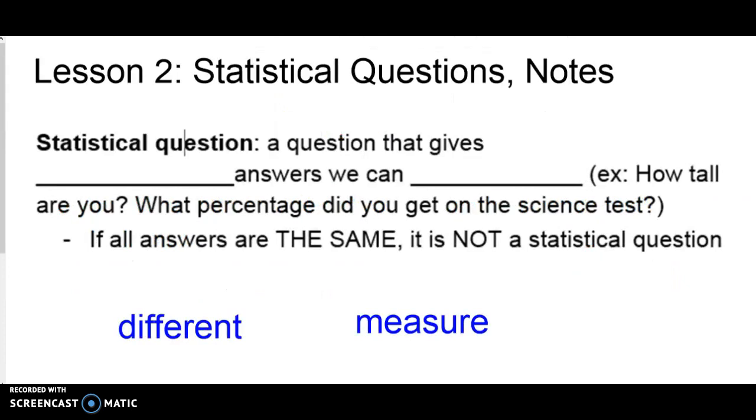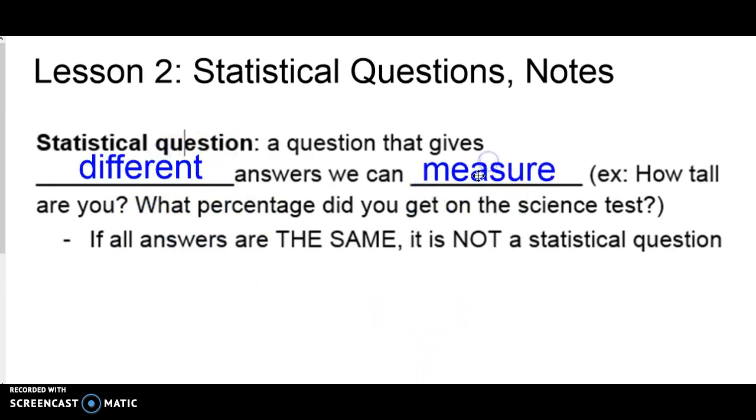All right, on to lesson 2. We're going to do both of these lessons today. This is on statistical questions. Go ahead and look at the bottom of your lesson 2 worksheet, and we're going to fill in some notes. A statistical question is a question that gives different answers that we can measure. So for example, how tall are you? That's going to be different because everybody's a different height. We can measure you using a yardstick or using a tape measure.